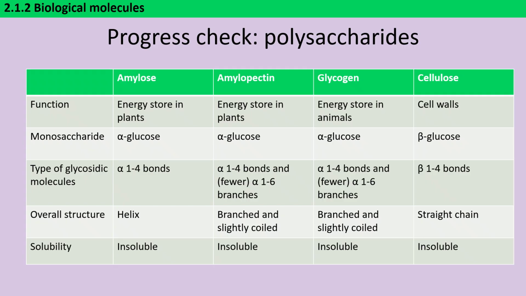Amylose, amylopectin and glycogen are formed from alpha-glucose, whereas cellulose is formed from beta-glucose. Amylose only contains 1 to 4 glycosidic bonds, whereas amylopectin and glycogen contain 1 to 6 bonds as well, and cellulose contains 1 to 4 bonds. The overall structure of amylose is a helix, whereas amylopectin is branched and slightly coiled, as is glycogen, and cellulose forms straight chain molecules. All 4 of these polysaccharides are insoluble due to their large size.